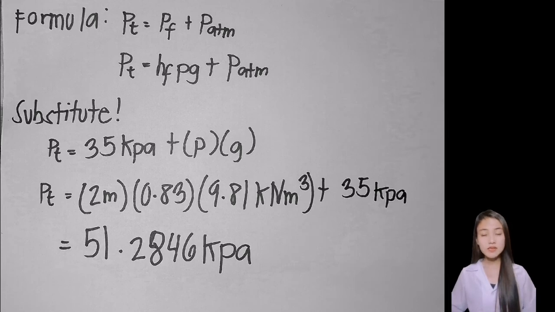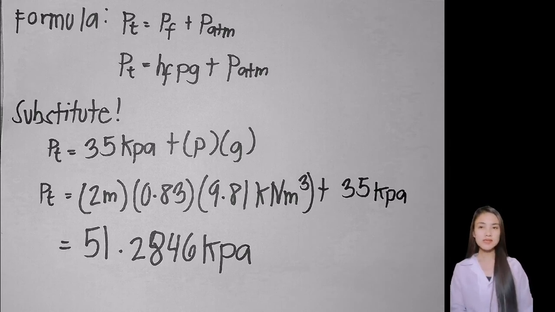So yung next naman tayo, PT is equal to HF ρg plus P atmosphere. So PT is equal to yung height of a fluid natin is 2 meter, which is our elevation, and then 0.83 yung ating oil, and then yung ating inadd na variable na water, which is 9.81 kilonewtons per cubic meter, plus 35 kilopascals. So compute natin lahat yan, multiply, and then plus 35 kilopascals. So yung nakuha natin is 51.2846 kilopascals. So ito yung gagamitin natin para mamaya sa converting to pressure head.